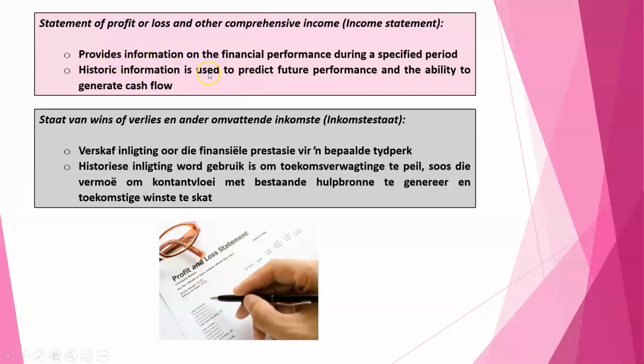Now we use historical information to predict future performance and the ability to generate cash flow. How can we do that? Guys, if we had an increase in our profitability over the past 5 years, let's say our earnings are increasing with an average of 10% per annum over the past 5 years, then obviously I can use that 10%. I've learned out of the past that my profits increased 10% per annum. So therefore I can make a relatively safe assumption that my profits will grow next year with 10% as well.